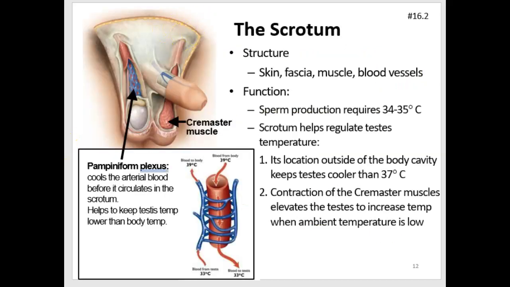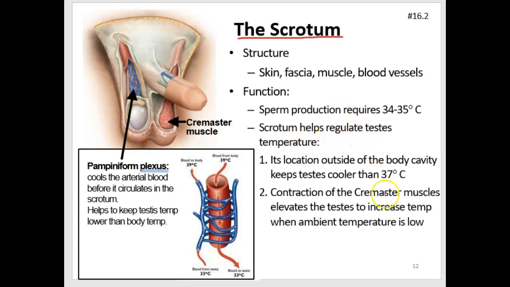Okay, another accessory organ that we need to talk about is the scrotum. The scrotum basically protects and holds the testicles outside of the body cavity. That's its main function. Now, why does it do that? Why do we want skin out? Well, first of all, protection makes sense, but why are the testes outside the body?